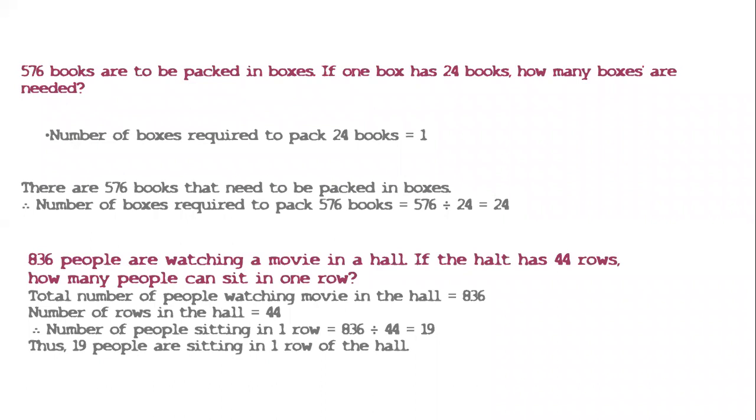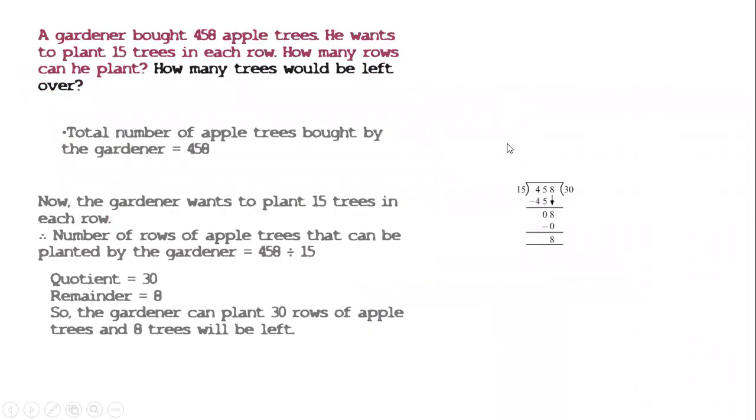Done these two? Yes, sir. You just do the division for practice. You can copy this afterwards once I send. Okay, next one. Just do the division now, only division. 458 apple trees. You want to plant 15 trees in each row. So 458 divided by 15.